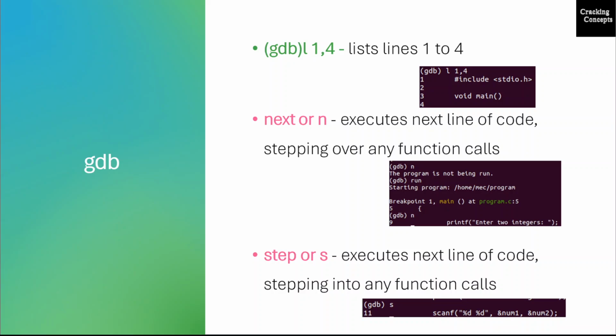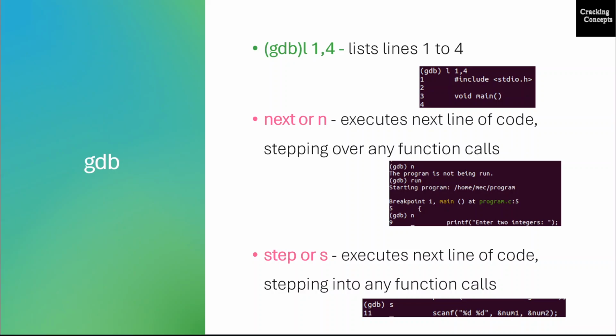Then we have the command next or n, which will execute the next line of code, stepping over any function calls. So the option n. We saw that the program wasn't running, so the program was run. Then it faced breakpoint 1, where I gave the command n, and this was the next line which was executed. In the sample program considered here, there are no function calls in the code.